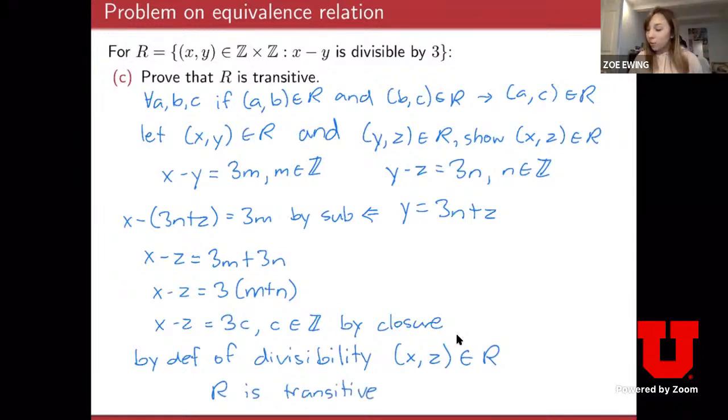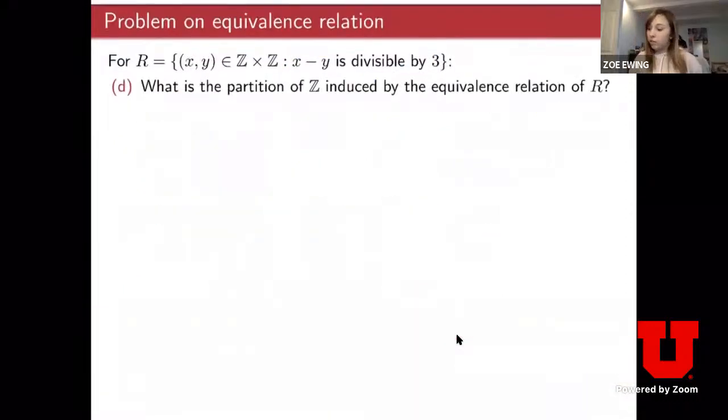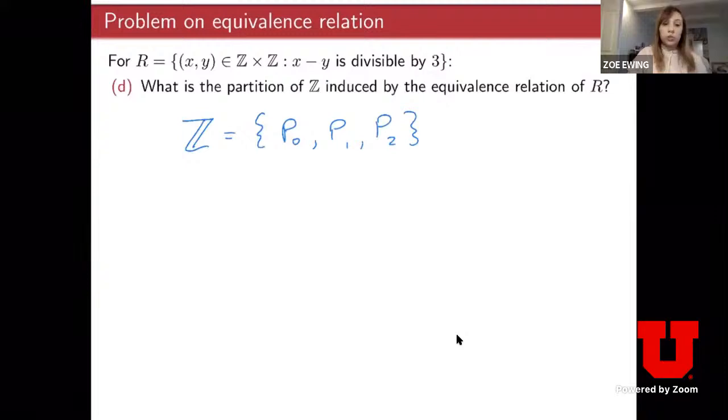Okay, so we've proved that R is an equivalence relation. So now we want to figure out what is the partition that is induced by the equivalence relation. So we'll let Z equal some sets. What are those 3 sets going to be?